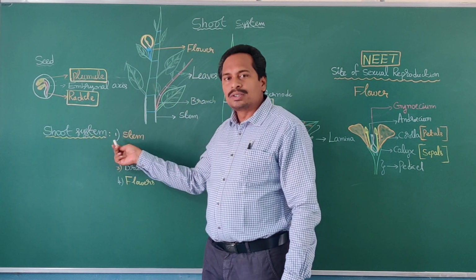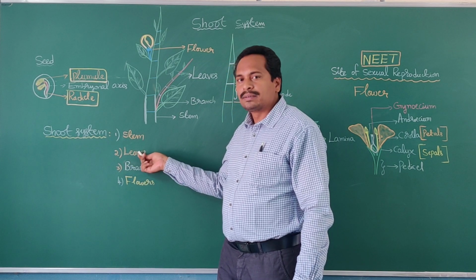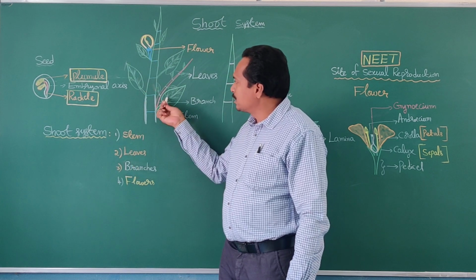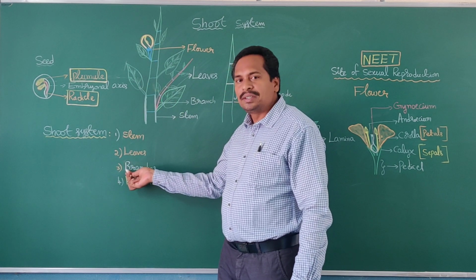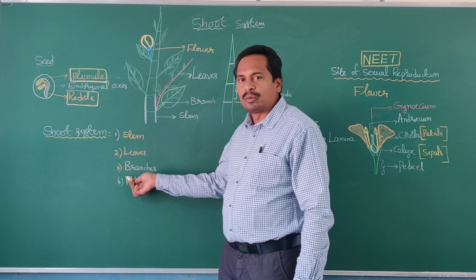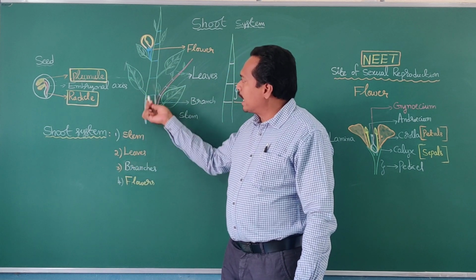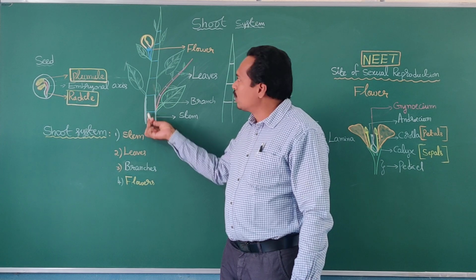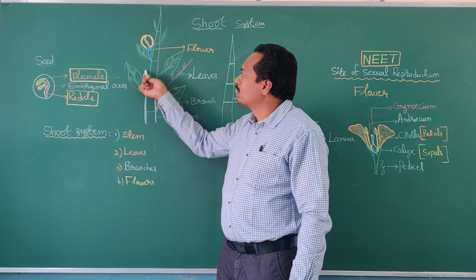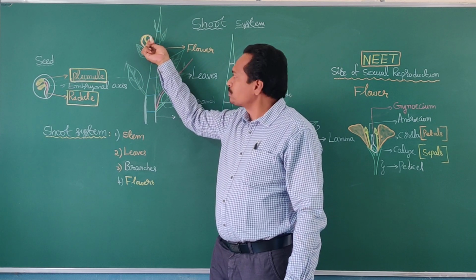And now the shoot system. What are the parts in a shoot system? The shoot system mainly consists of four parts. What are they? One is the stem, the second one is the leaves, the third one branches, and the fourth one is the flowers. Okay, we have to know one by one. First, what is the first one? Stem. The stem is the ascending part. It grows towards the light, sunlight. So the stem grows towards light, meaning in a phototropic manner.